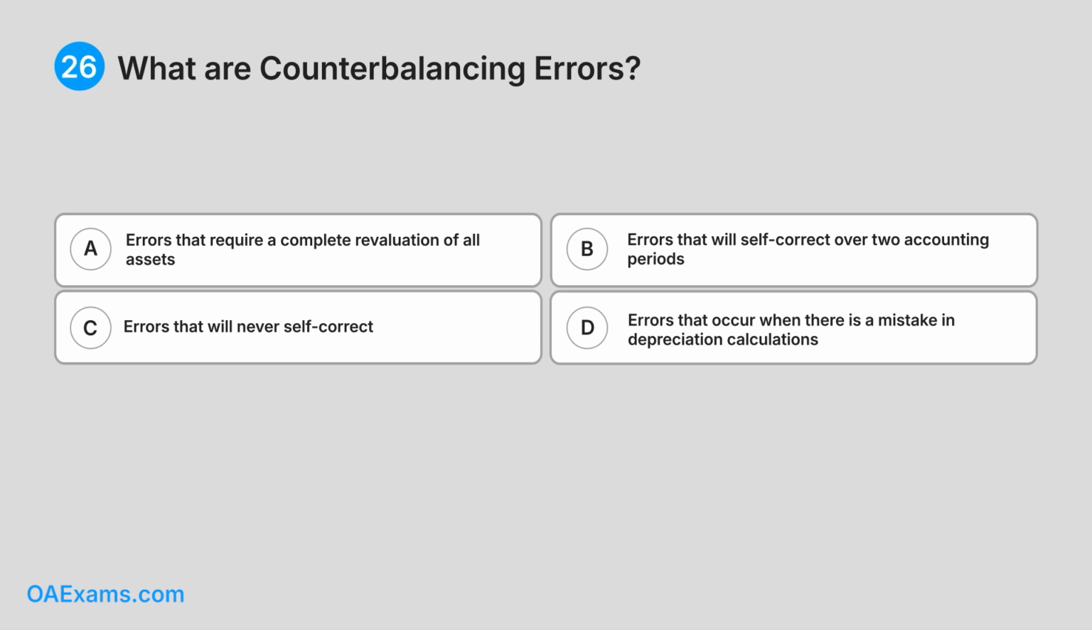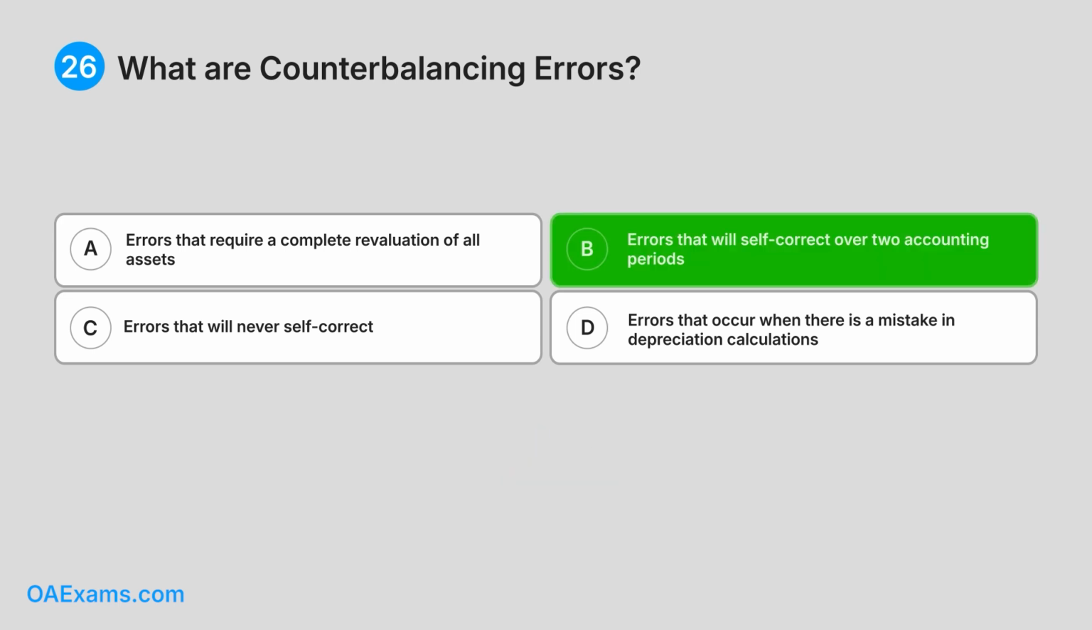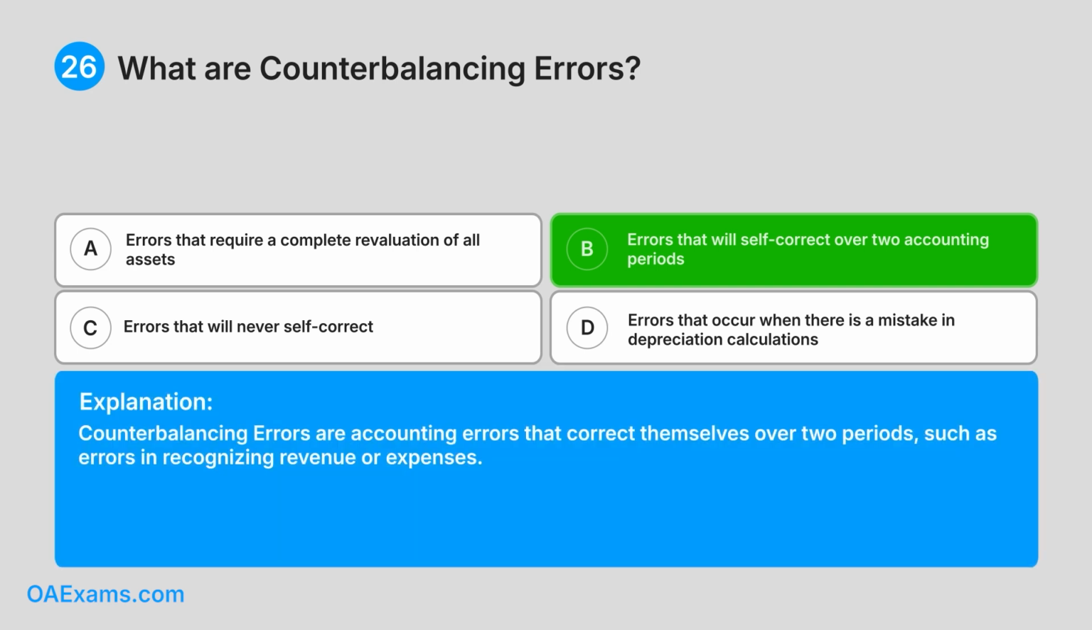Correct answer. B. Errors that will self-correct over 2 accounting periods. Explanation. Counterbalancing errors are accounting errors that correct themselves over 2 periods, such as errors in recognizing revenue or expenses.